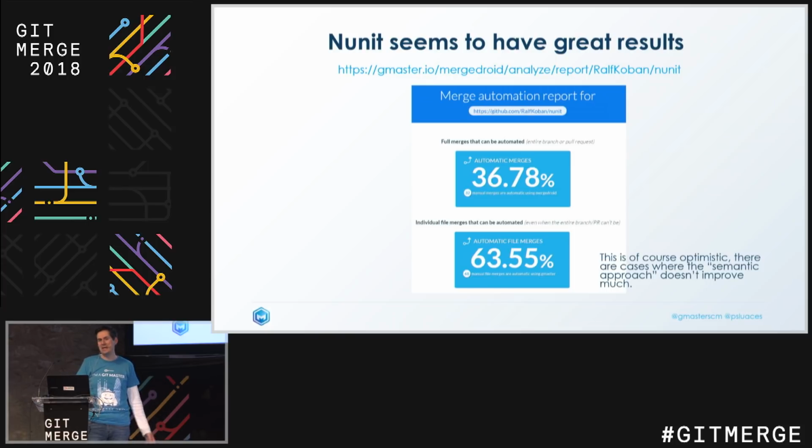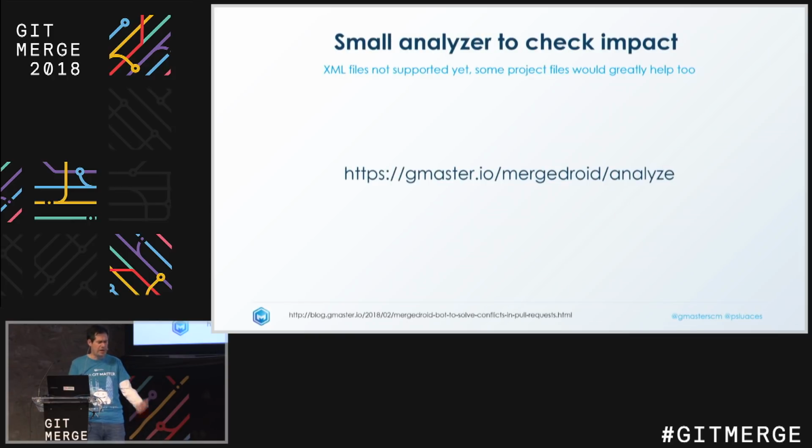And okay, just to give you an idea, in some repos it can get even better. As you can see here, almost 37% of branches are completely automated, 37% less manual intervention on branches. We created a small analyzer that you can check later.